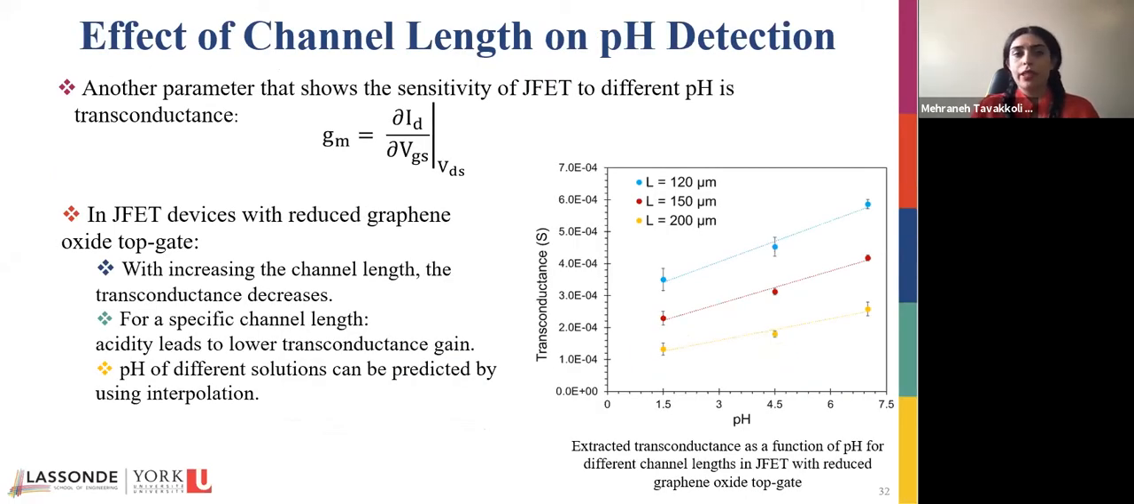The other parameter that we used to show the sensitivity of the JFET to different pH levels was transconductance gain. Transconductance gain can be extracted from the ID-VG curve with this equation. We also wanted to see the effect of different channel lengths on pH detection. As you can see in the graph, for devices with the reduced graphene oxide top gate, with increasing channel length, the transconductance decreases, and for a specific channel length, higher acidity always leads to lower transconductance gain. We can use this graph, for a specific channel length, to predict the pH of different solutions by using interpolation.